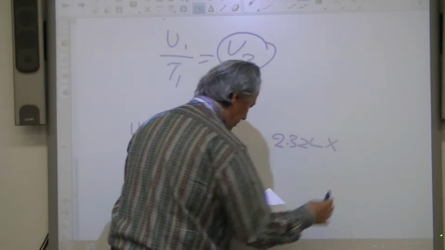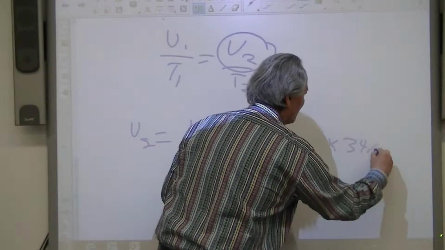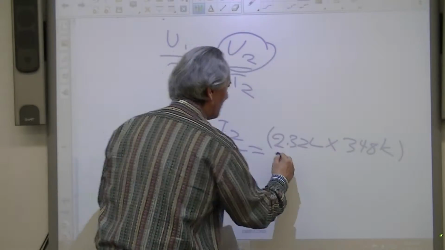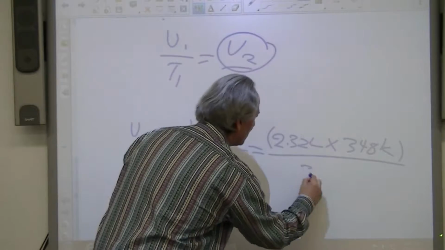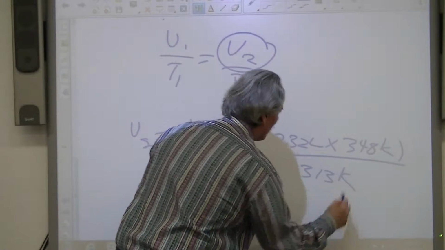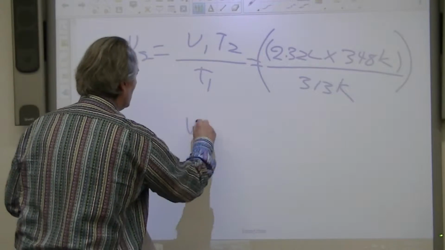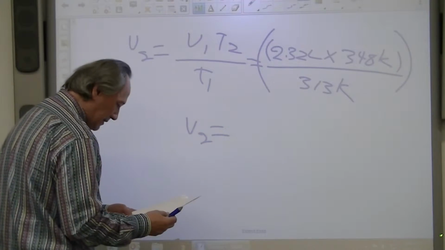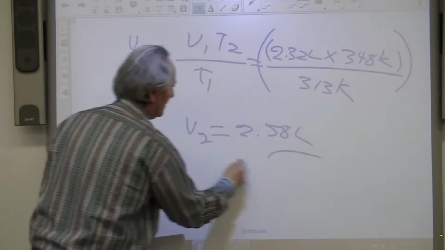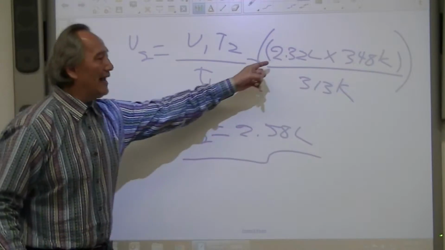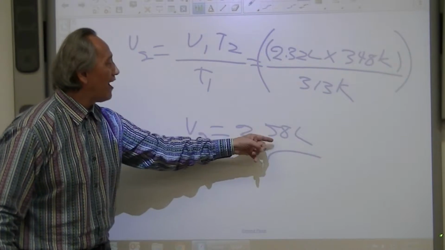My temperature 2 was increased to 348 Kelvin, and we're going to divide that by the initial temperature, which was 40 degrees Celsius, or 313 Kelvin. Once we do the calculation, our new volume will be 2.58 liter. Originally we had 2.32, and it now increased to 2.58.